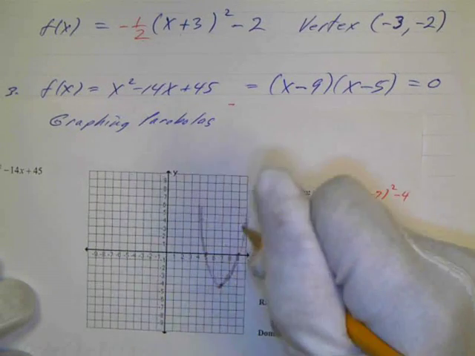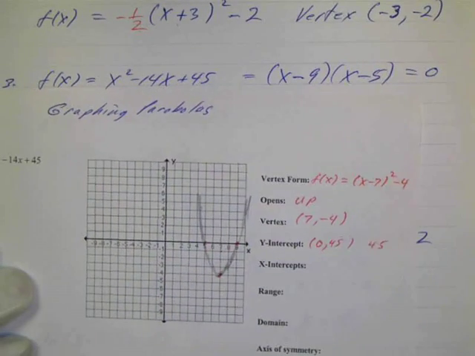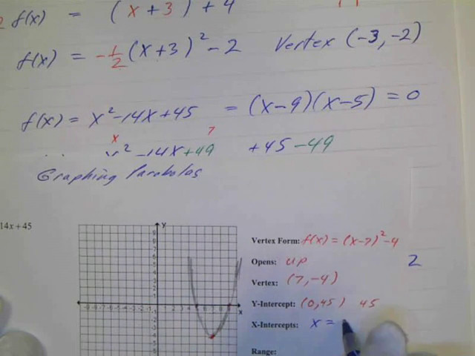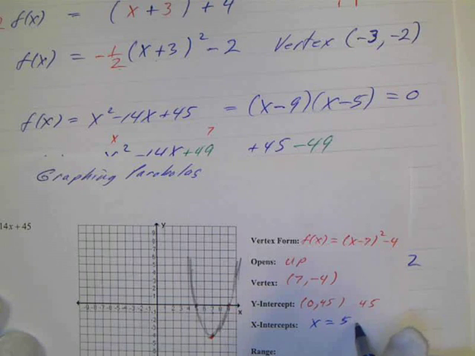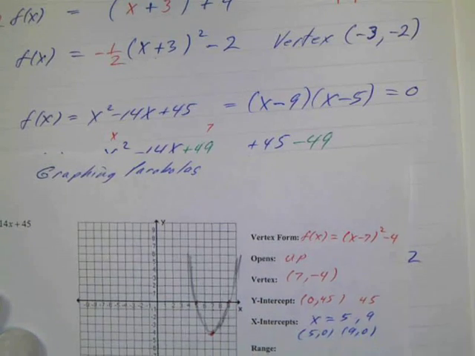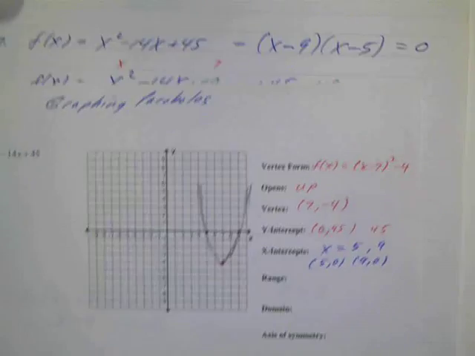So it looks something like this. And again, the intercepts were x equals 5 and 9, or we could say the points (5, 0) and (9, 0). I like to write the points. Okay.